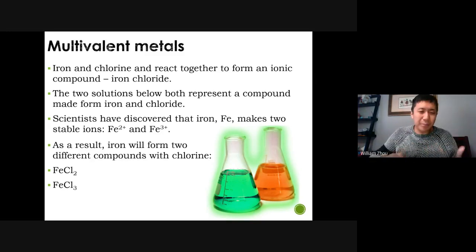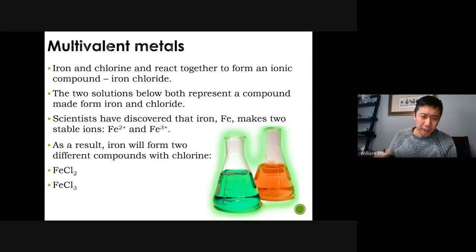We learned how to name that yesterday. But there are two different iron chlorides. They have different colors, they have different properties. They're both iron chloride, so what gives? Well, it turns out that iron can make two ions, not just one. Sodium can only make one, one plus. Sodium gives away one electron, and that's pretty much it. Iron, however, can either give away two electrons or give away three electrons. So two plus and three plus.